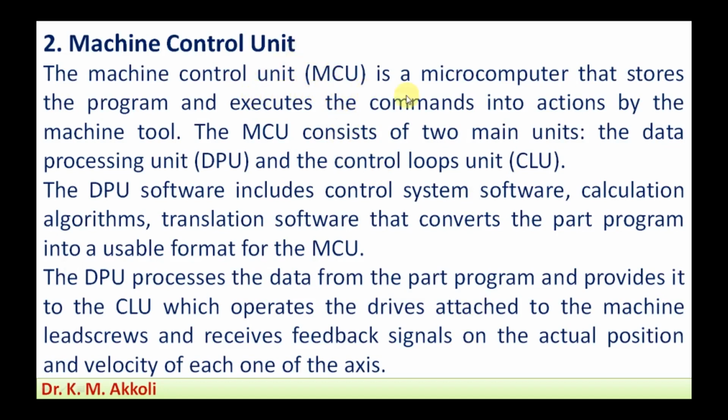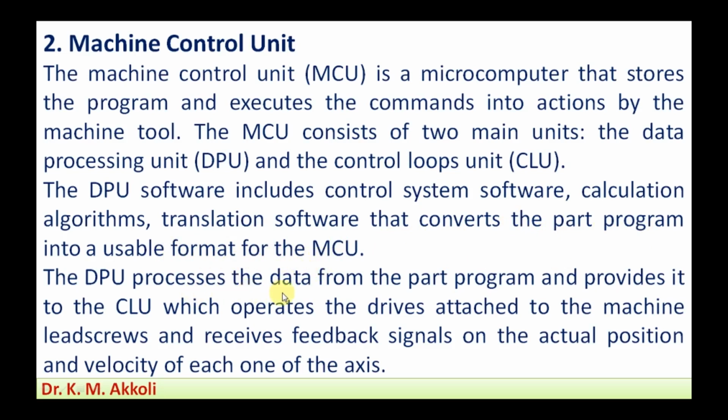The machine control unit, MCU, is a microcomputer that stores the program and converts the commands into actions by the machine tool. The MCU consists of two main units: one is the data processing unit, DPU, and the other is the control loop unit, CLU. The DPU software includes the control system software such as calculation algorithms, and translation software that converts the part program into a usable format for the MCU.